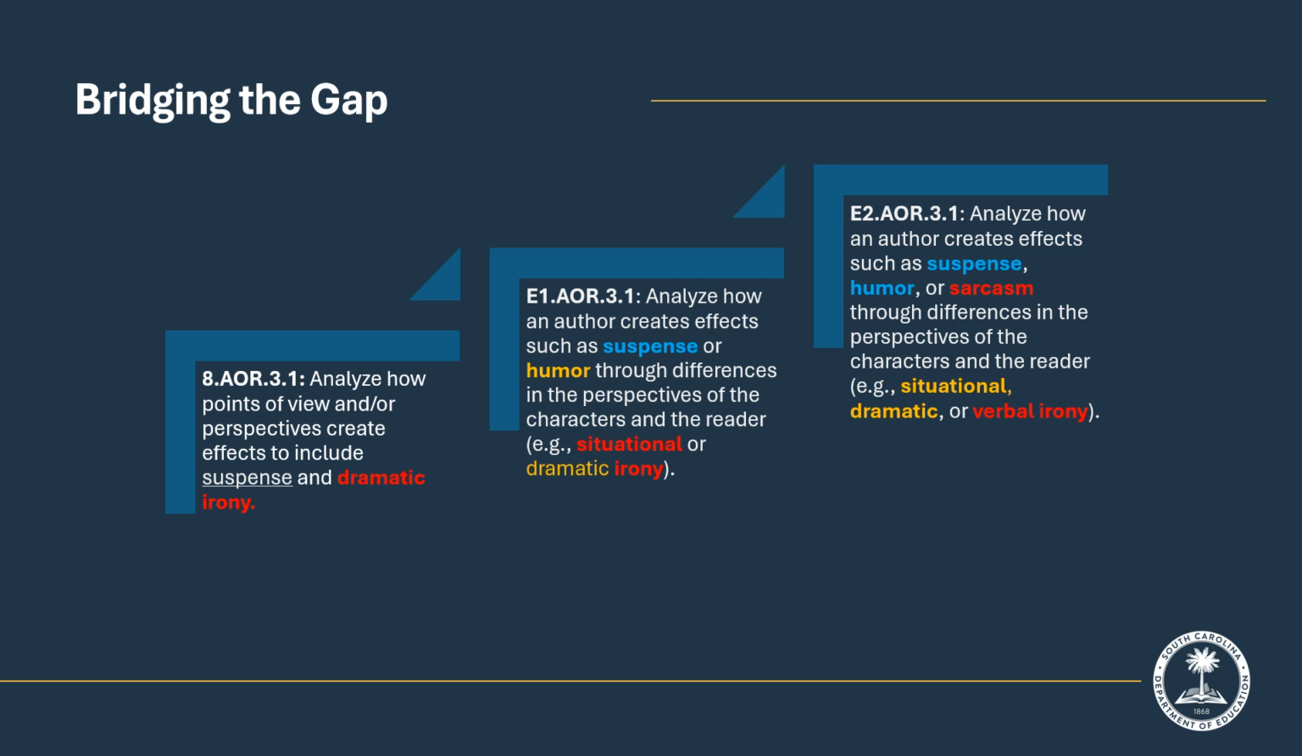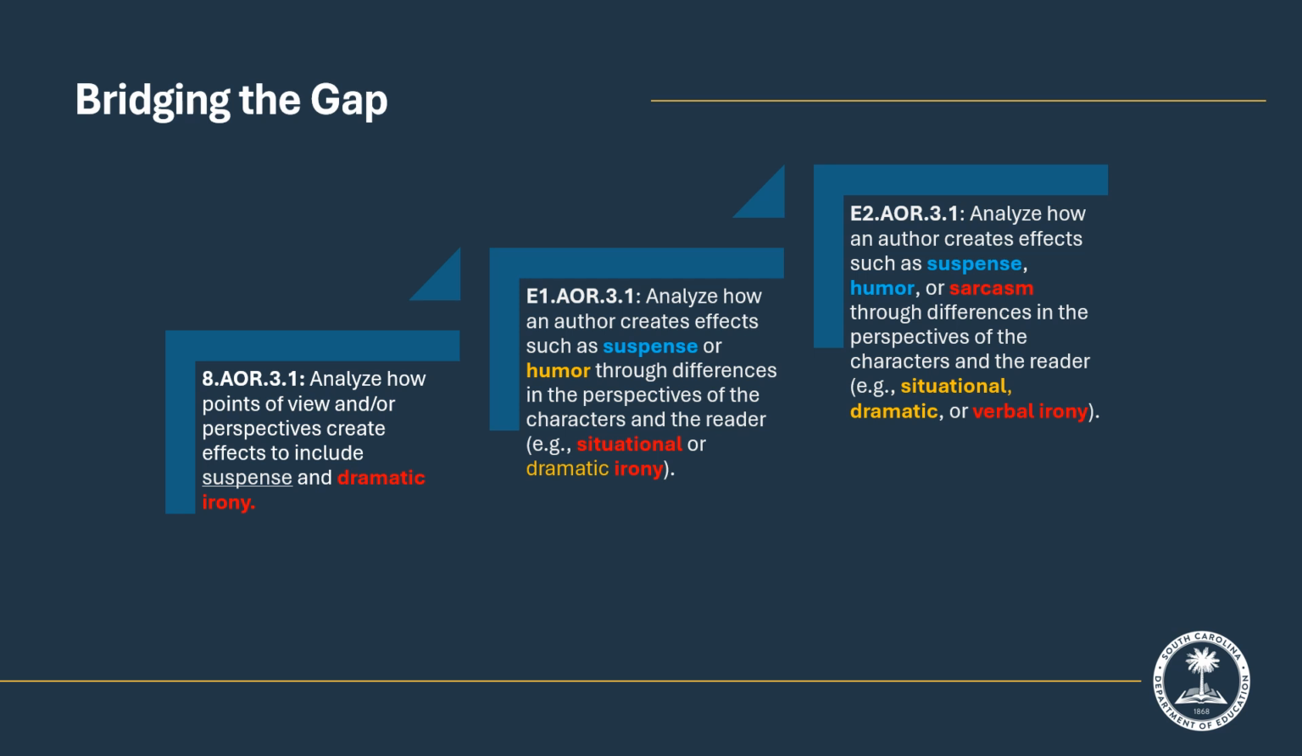English 1 teachers should also notice dramatic irony in red for 8th grade. In the 2024-25 school year, English 1 teachers will need to add dramatic irony to their instruction because this year's English 1 students have not been introduced to it before.